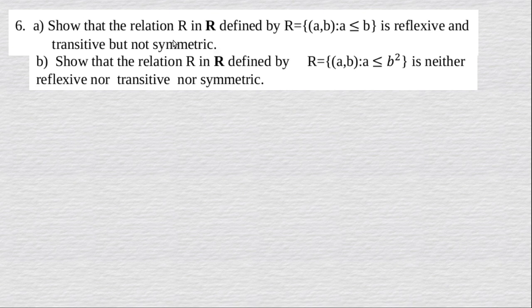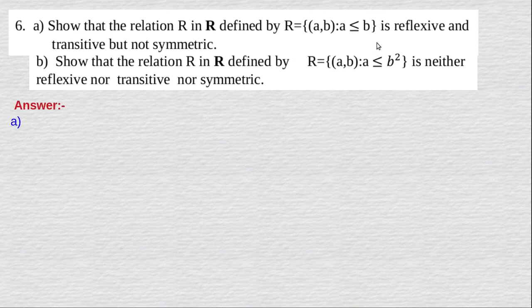Now the first question is, we want to check whether the relation A less than or equal to B is reflexive and transitive. We want to show this relation is reflexive and transitive, and show that it is not symmetric. To prove the relation is reflexive and transitive, we need a general proof. To show it is not symmetric, an example is enough. Clear?